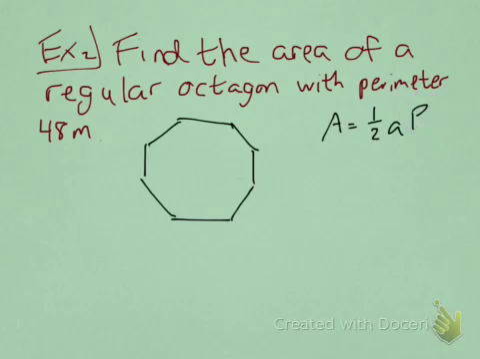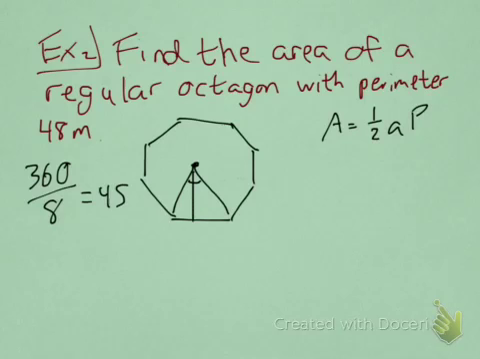So again, I'm going to draw my center here. I'm going to form my central angle, which is just 360 over 8 because there are 8 of the central angles, which gives me 45. So this central angle here is 45. Now if I cut that in half, each of these is 22.5. I just cut my 45 in half. Now I need to figure out my apothem.